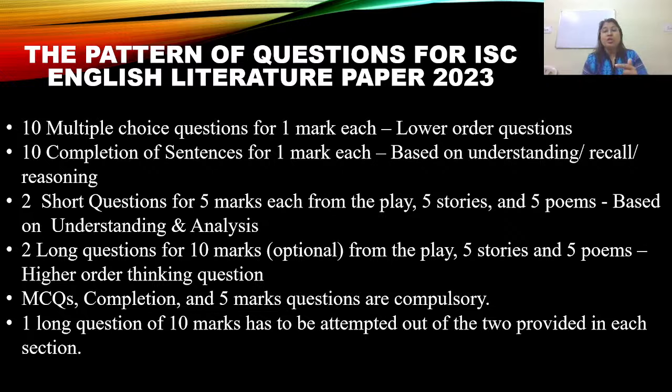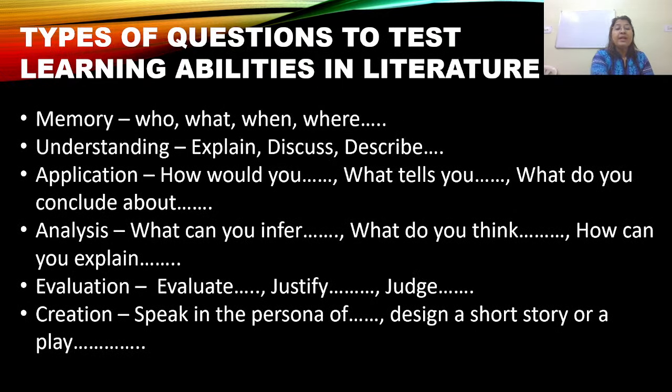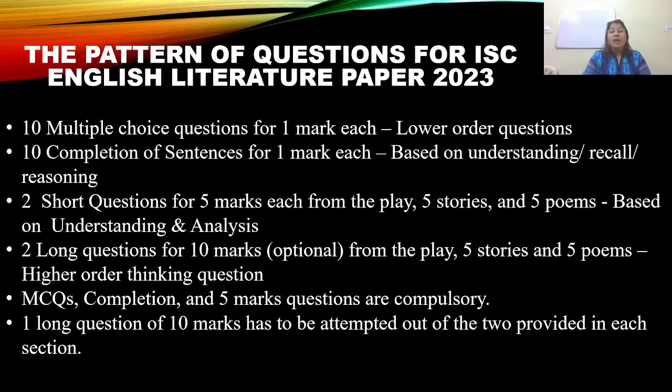You'll get a choice. You'll get two long questions from the play, two from stories, two from poems, but out of those two, you have to opt for any one. Yes, they are higher order thinking questions, children. Please see, analysis and evaluation. These two abilities are required in this, meaning your own point of view. And evaluation also, when you are able to evaluate the situation and the character of a person, and you are able to judge or justify the things.